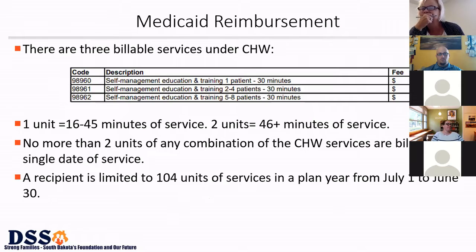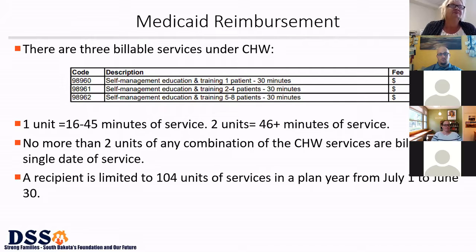So Medicaid reimbursement, what I've included here is a screenshot of our current community health worker rates. This is for fiscal year 21. And this is updated every year and can be found on our Medicaid webpage, and there's a link to that at the end of the presentation as well. But community health worker services are billed on a unit, and 1 unit is 16 to 45 minutes, and 2 units is anything that's 46 minutes or above. And then the rate that's here on the screen is for 1 unit of service.